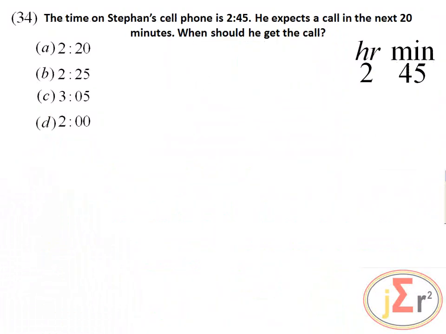The time on Stephen's cell phone is 2 hours and 45 minutes. 2:45. The time on Stephen's cell phone is 2:45. He expects a call in the next 20 minutes. When should he get the call? Let us see how that will be calculated.